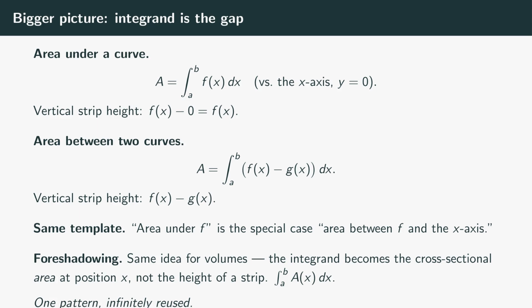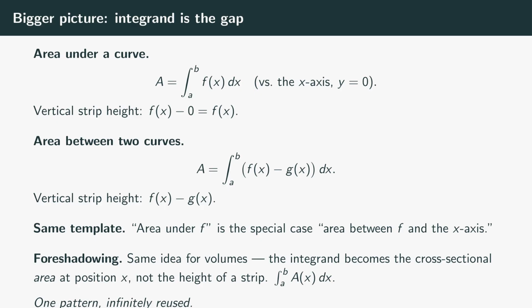Let me zoom out. There's a single template that controls all of this, and it's worth pausing on. In episode 3, we wrote area under a curve as the integral from a to b of f of x dx. That's really area between the curve y equals f of x and the curve y equals 0, the x-axis. The integrand f of x is the height of a vertical strip from the x-axis up to the curve. Today we generalized: area between y equals f of x and y equals g of x is the integral from a to b of the quantity f minus g dx. The integrand is the strip height between the two curves. The slogan: the integrand is the height of the strip at position x. Area under f is the special case where the lower curve is the x-axis, and this template will keep paying.